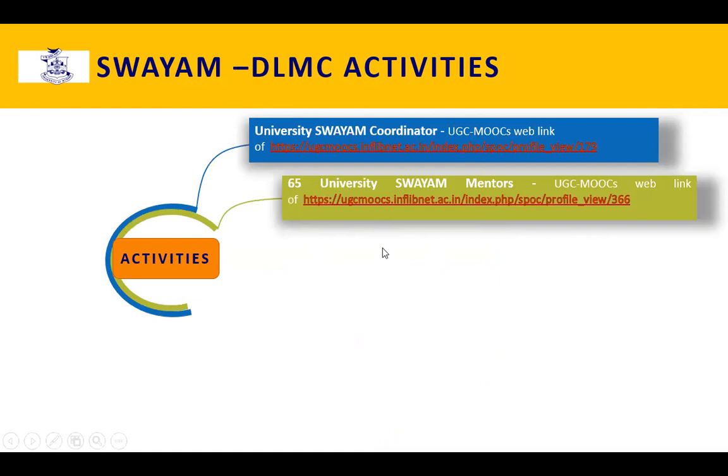We have also appointed 65 university Swayam mentors. This is taken as an advantage, with each department having mentoring. They assist students with enrollment as well as any clarification or other needs. That is the Swayam mentor system we appointed.